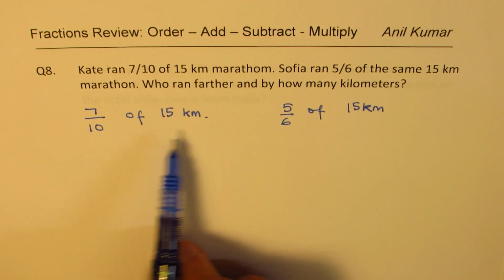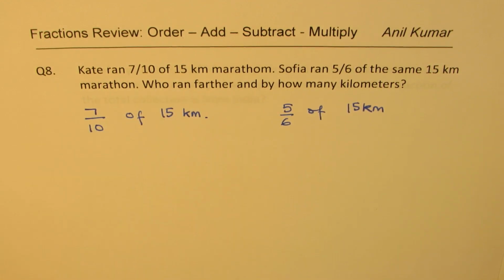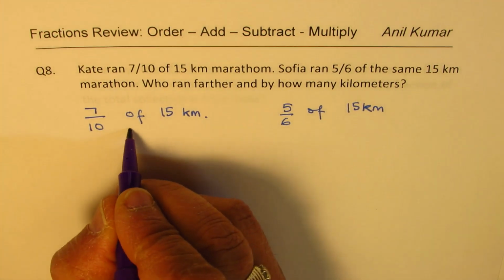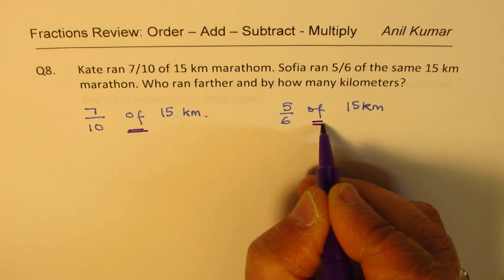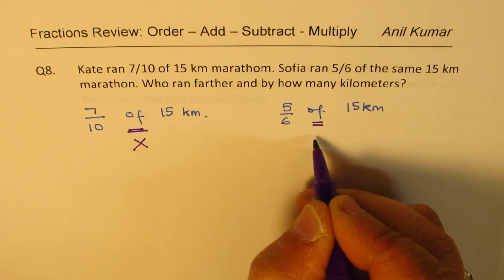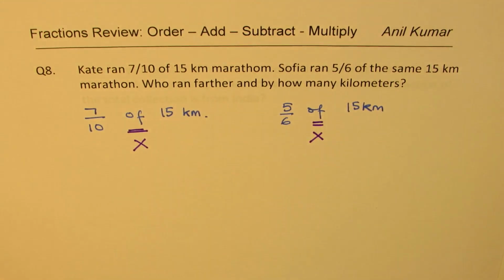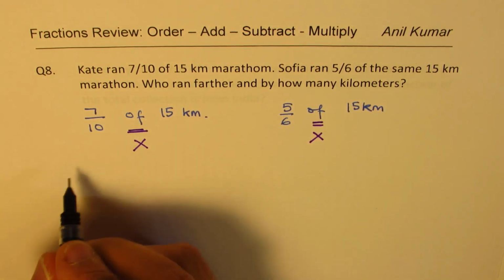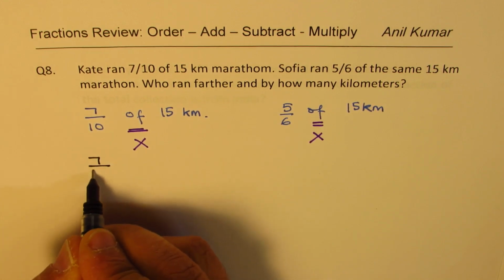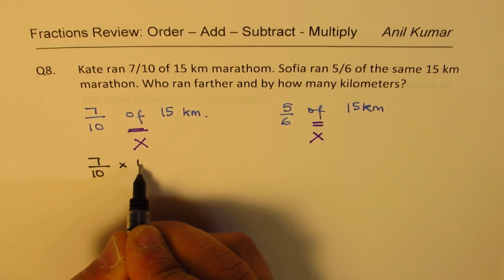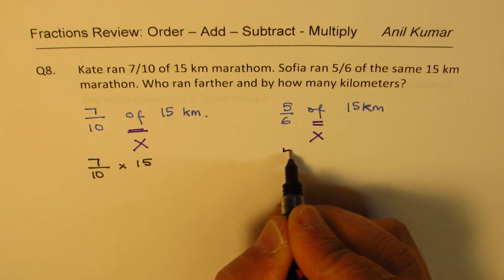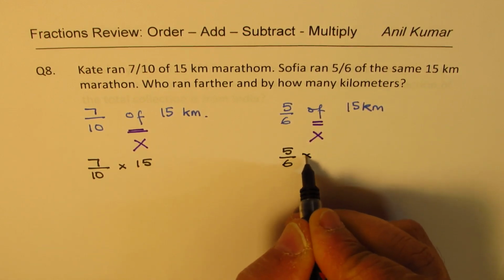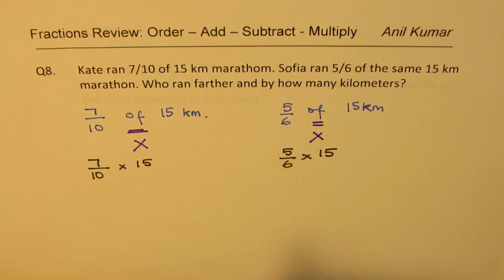So first we have to figure out what is 7/10 of 15. Now the key word here is of. Of basically means multiply. So when you get this kind of a statement, you can think like this: 7/10 times 15. And in this case, 5/6 times 15. Does it make sense to you? So we can find out the number by multiplying.